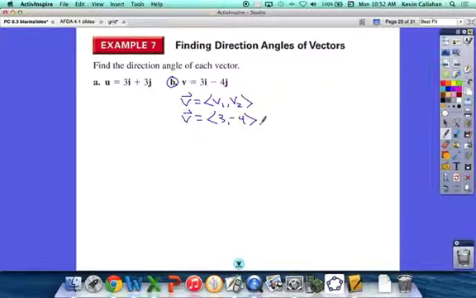So if I want to find the measure of the angle, I'm going to do theta equals tan inverse of -4 over 3. And instead of number crunching that, I'm just going to read their answer. Finding the direction angle of v, it's about 53.13 degrees. And I think you can just assume that everything we're doing now is in degrees, not radians.